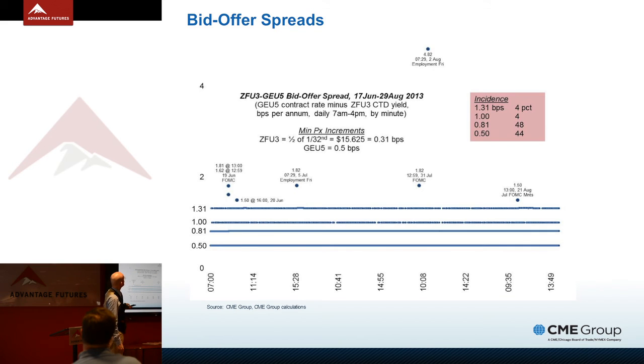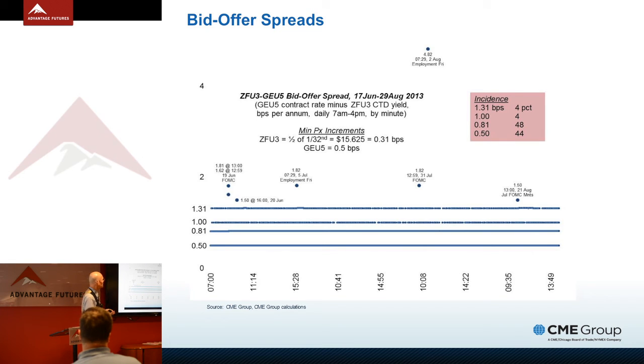You climb up to Mount Everest. What do you see there? 7:29 on the 2nd of August, 1 minute before payroll employment. That's an FOMC meeting adjournment. That's publication of the July FOMC minutes. It's a handful of cases. But that's what causes the bid-offer spread to blow out when it does blow out.